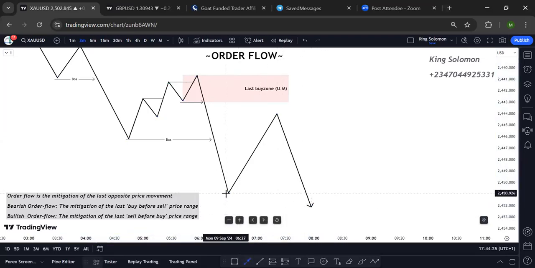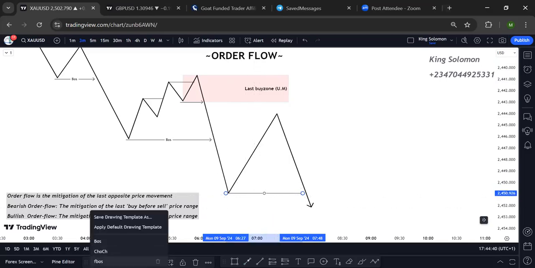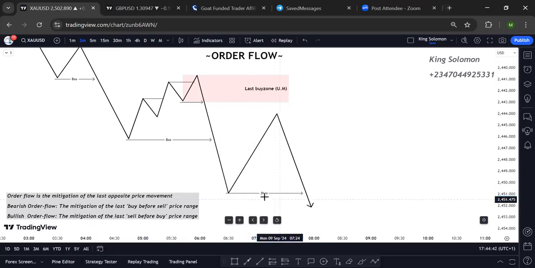So giving us a kind of break of structure here. And in former lessons, I told you guys that once price does not tap into a valid zone before breaking structure, that break of structure should be regarded as what? As a fake break of structure. That's what I mark as my FBOS, all right?